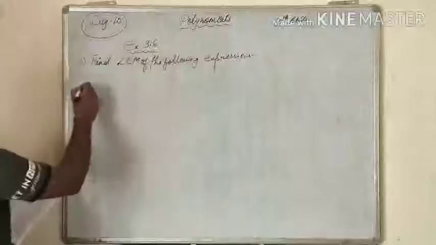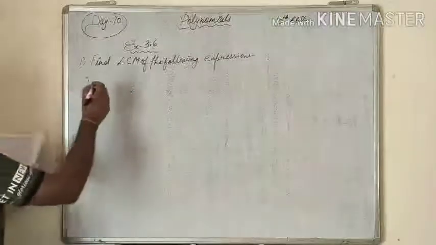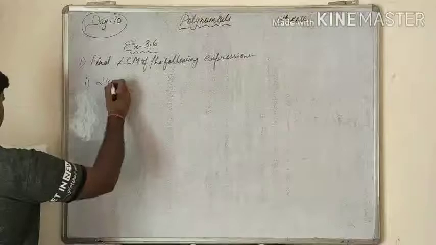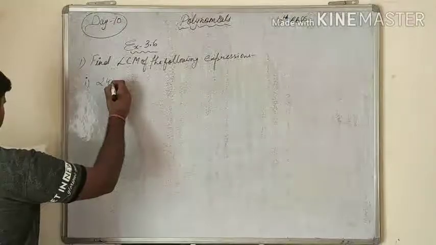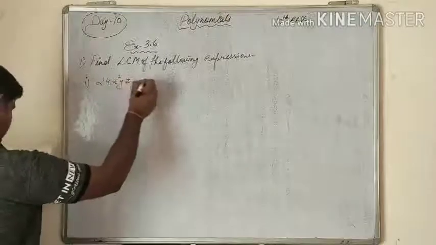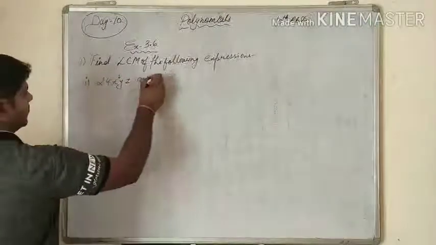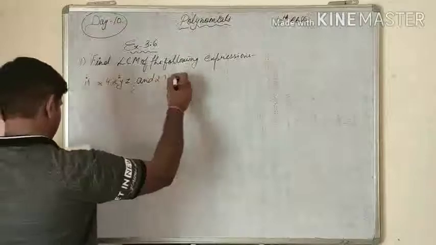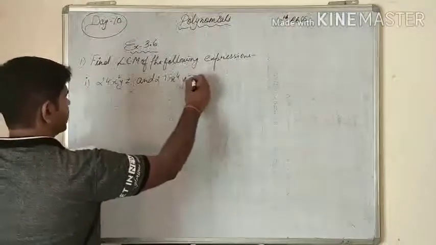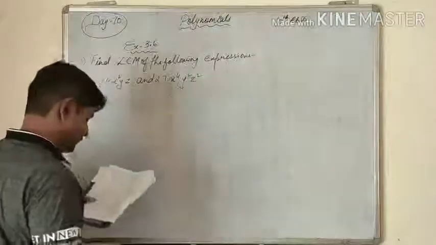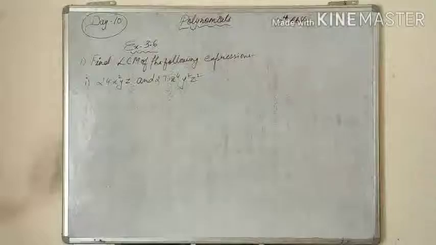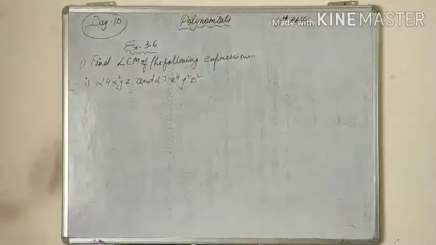First part, which are 24 x square yz and 27 x raised to 4 y square z square. Let's solve this question. Make it very clear, we are finding LCM.